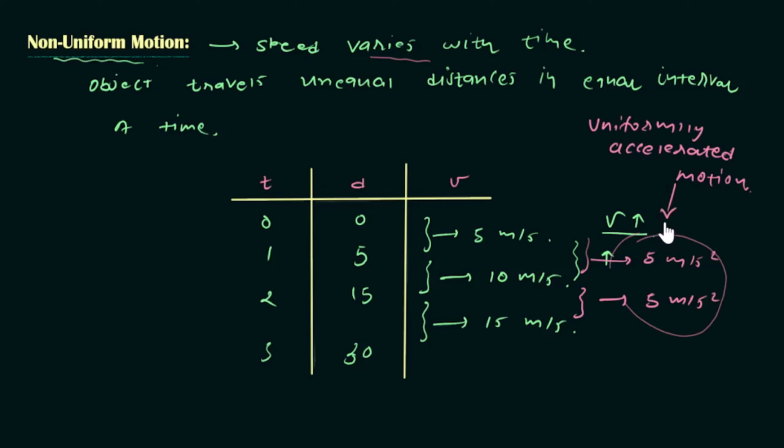So that's all for uniform motion and non-uniform motion. We will see in the next video about speed, velocity, average speed and average velocity.